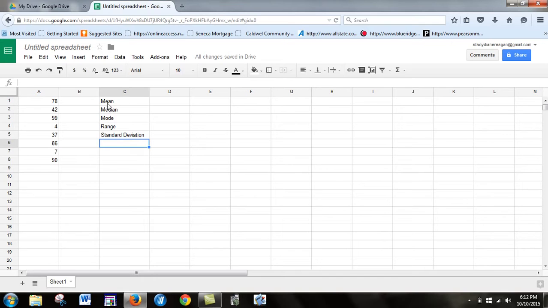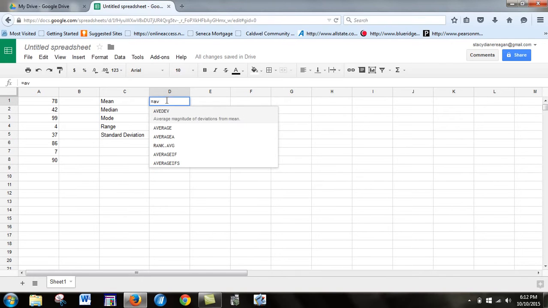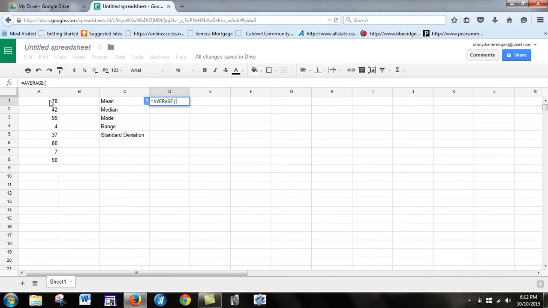Mean, median, and mode are all three considered average. But Google uses the word average for mean. So if you want the average, you simply go into Google and start typing equals and start to type out the word average. And you see it just pops up there. So you click on it, highlight all your numbers, and hit enter. And it gives it to you.